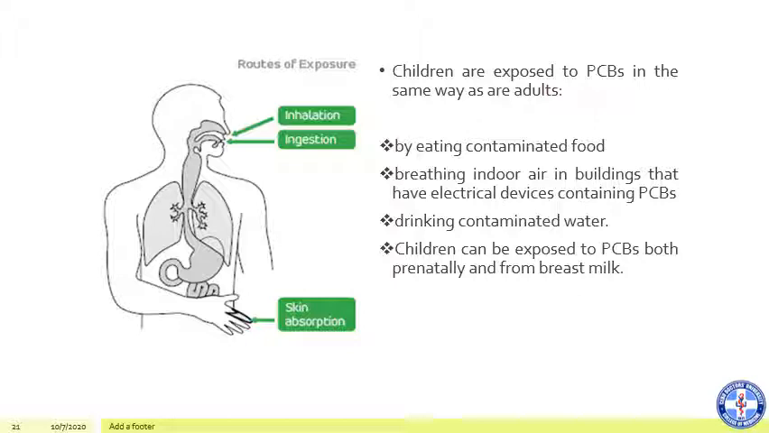Children can be exposed to PCBs both prenatally and from breast milk, as these PCBs are stored in the mother's body and can be released during pregnancy. It can cross the placenta and enter fetal tissues. This PCB dissolves readily in fat. They can accumulate in breast milk fat and be transferred to babies and young children. PCBs can be measured in umbilical cord blood and in breast milk.